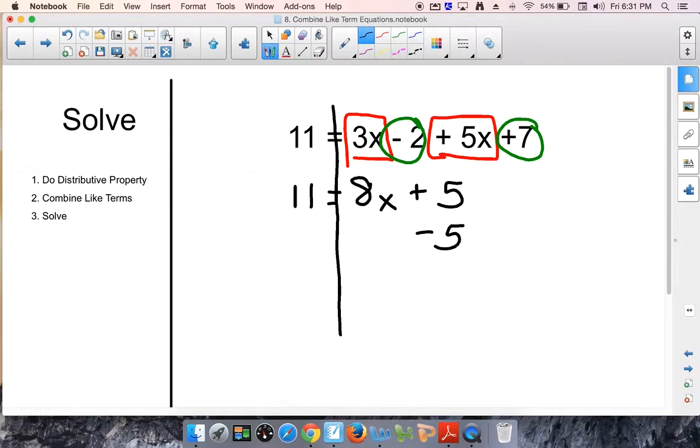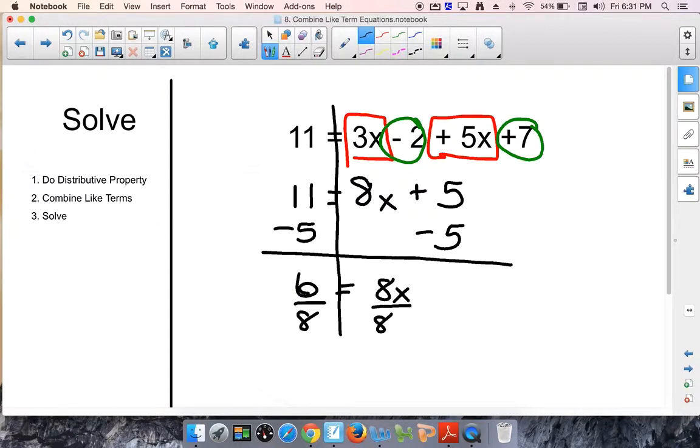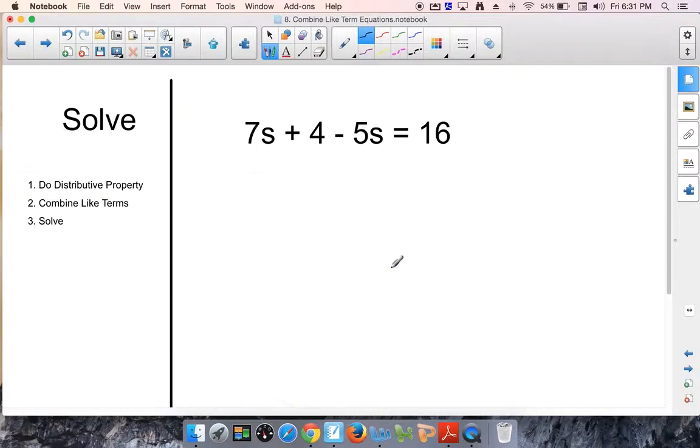I need to subtract 5 on both sides. I'm left with 6 equals 8x. Divide by 8, divide by 8, x, because these cancel, 6/8. 2 can go into both of those, or 3/4, and we can leave them as a fraction. So x up here is going to be 3/4. Go ahead and stop the video and try the next one. Begin when you are ready to see the answer. Stop the video now.